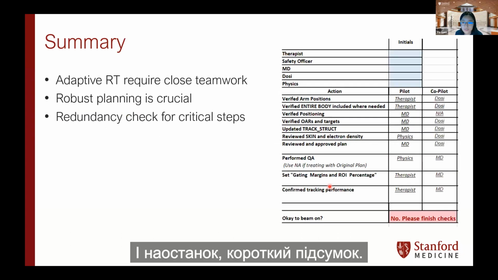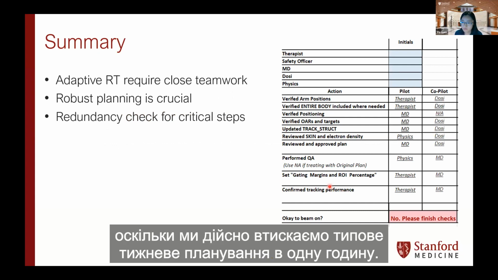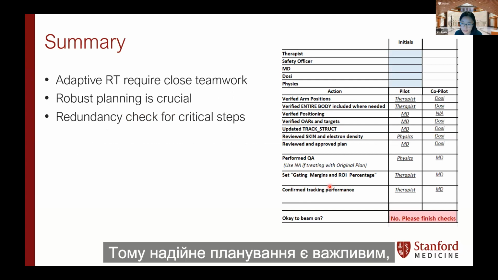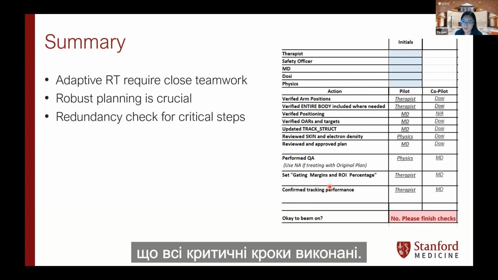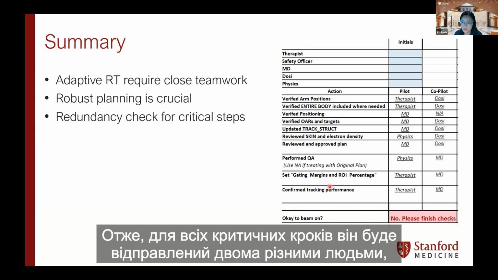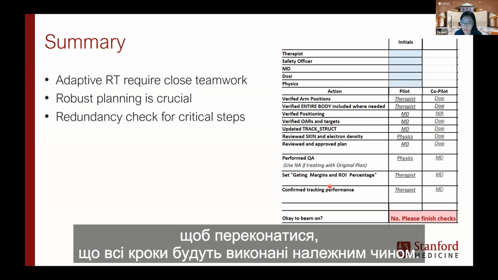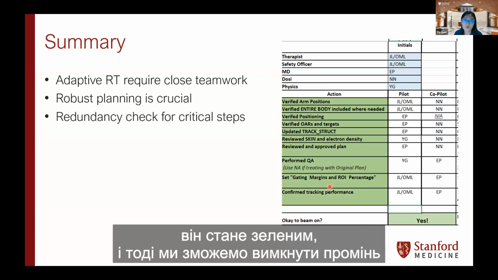So lastly, a brief summary. Adaptive RT requires close teamwork as we really squeeze the typical 1 week of planning into 1 hour. So robust planning is important, and we need to set up redundancy checks to make sure all the critical steps are performed. That's why we created this adaptive checklist shown on the right. For all the critical steps, they will be signed off by 2 different people to make sure all the steps are appropriately performed. After our people have signed, it will turn green, and then we are okay to beam on.